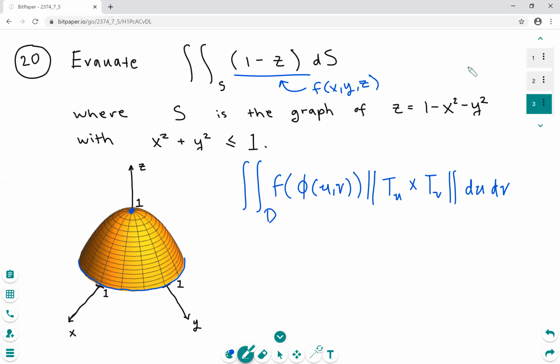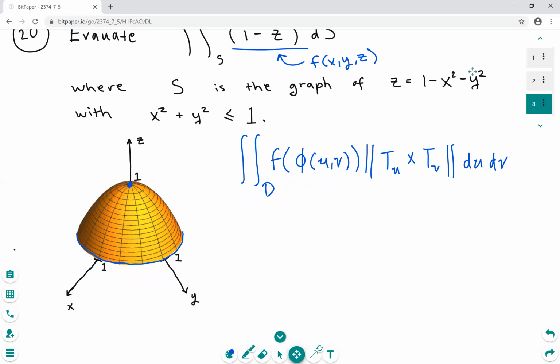Okay, so the first thing we're going to want to do here is come up with a parameterization of the surface S. So I already have the graph here. This z equals 1 minus x squared minus y squared is a paraboloid, which you can figure out by testing a few z level sets of the equation. And then we have this extra condition that x squared plus y squared is less than or equal to 1.